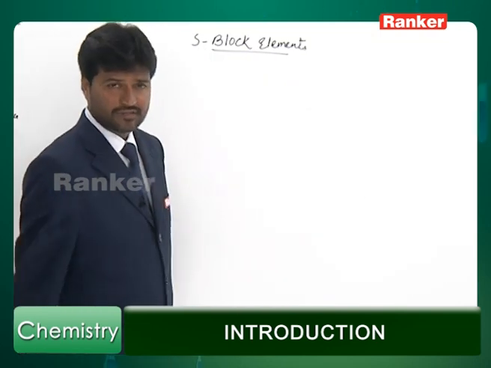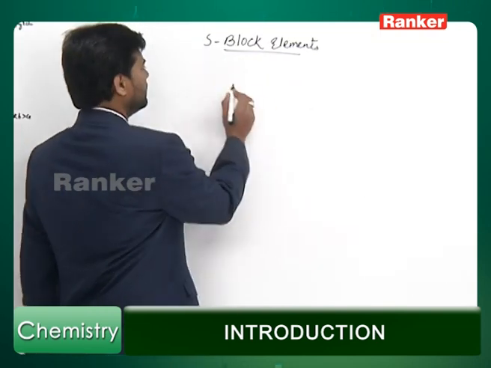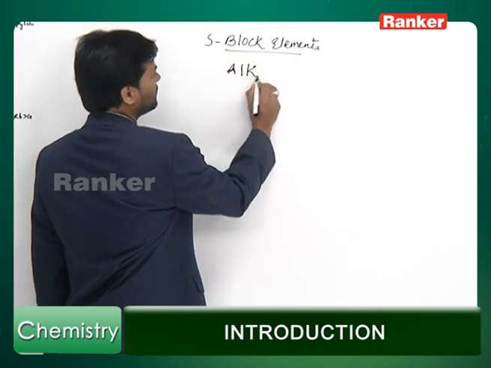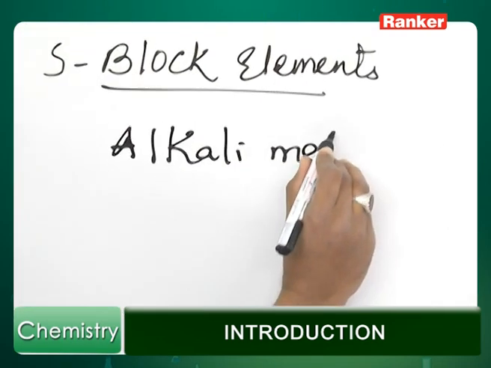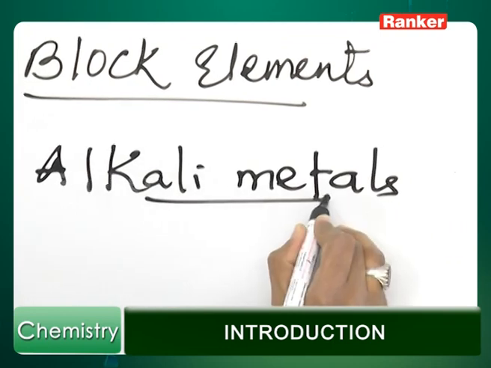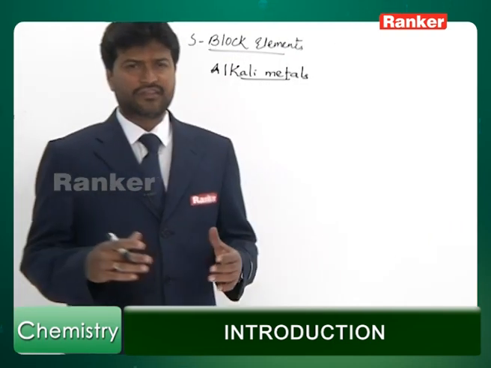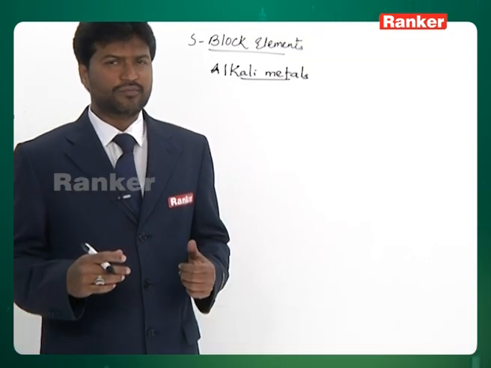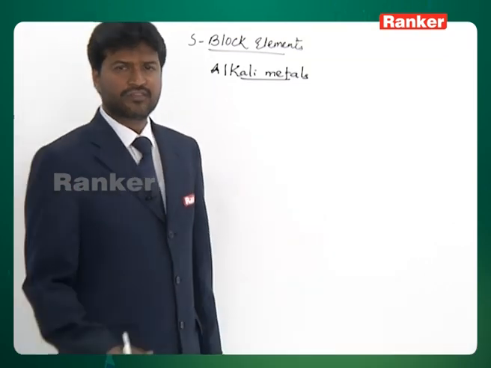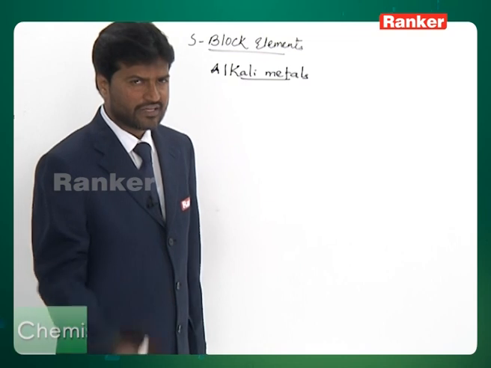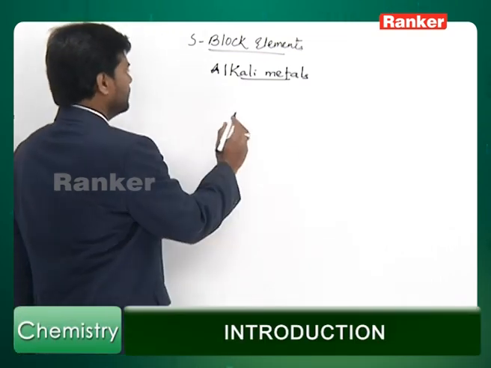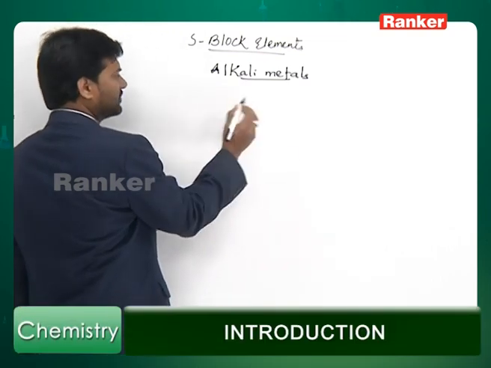Now, let us learn about alkali metals. Alkali metals are the elements which belong to the 1A group of the long form periodic table. They have 1 electron in their valence shell. Look at the list of elements in this group.